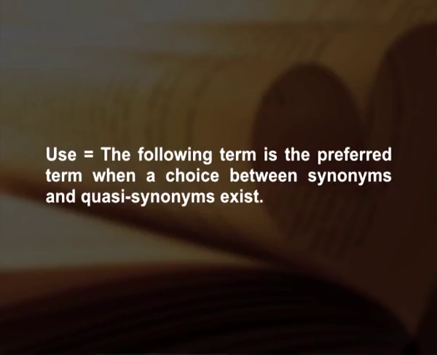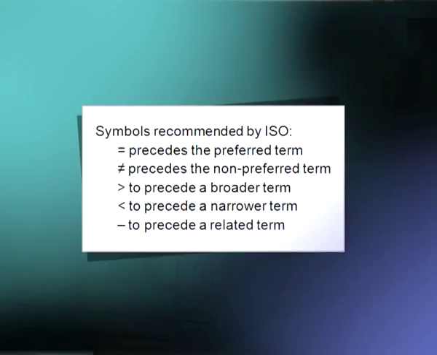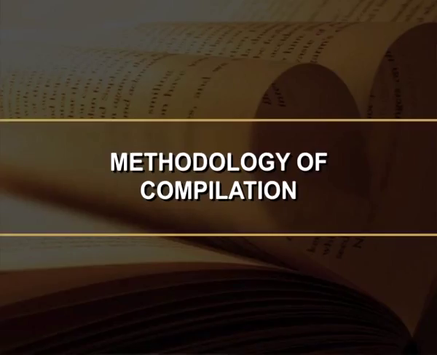Use. The following term is the preferred term when a choice between synonyms and quasi-synonyms exists. Symbols recommended by ISO: equal to means precedes the preferred term, not equal to means precedes the non-preferred term, greater than means to precede a broader term, less than means to precede a narrower term, minus means to precede a related term. Methodology of compilation.